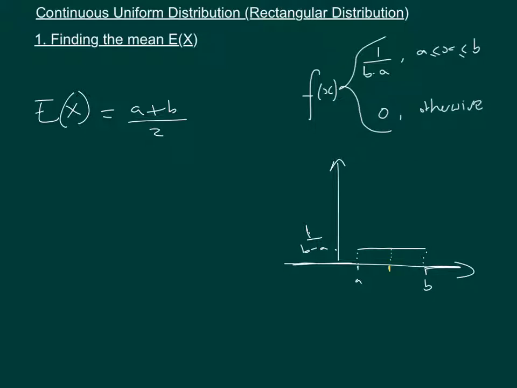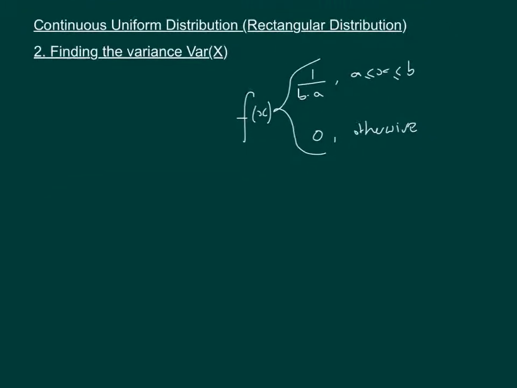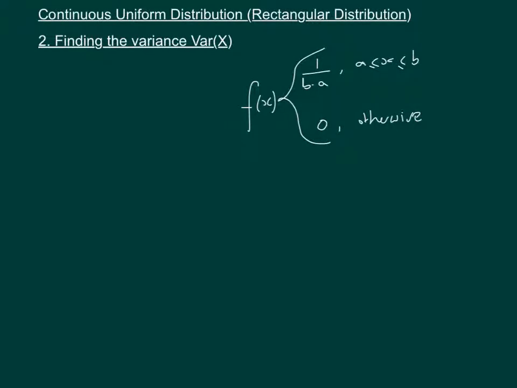Moving on to the variance, there's quite a large proof for finding the variance. However, I'm not going to show you that in this video. All I'm going to show you is the general formula, and you should note this down for any continuous uniform distribution. So for the variance of x, the way you find this is by doing b minus a squared and then divide by 12. So again, very simple. It's given in the formula booklet.